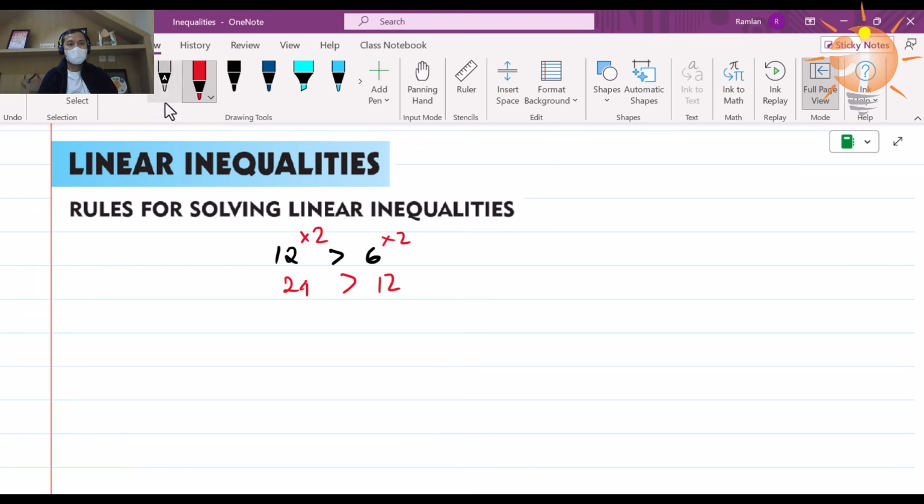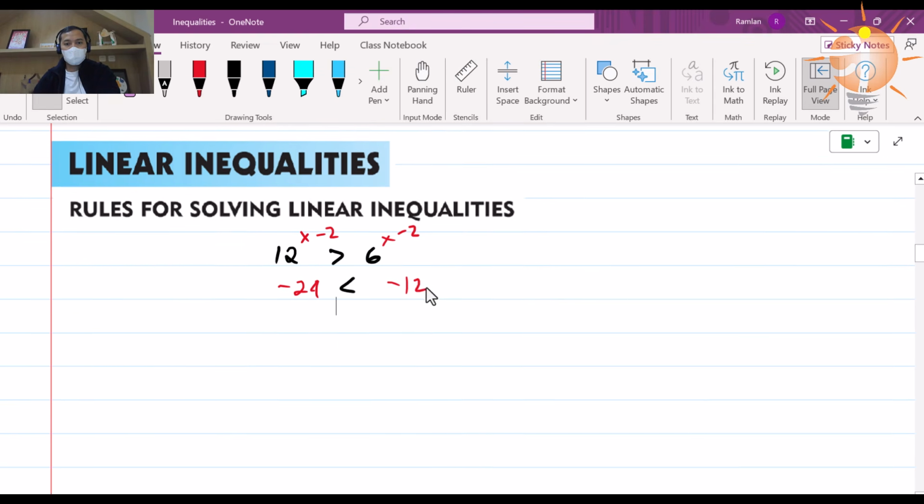But there's something that is different when we are multiplying by a negative number. For example, if I multiply this by negative 2, see what happened? If I multiply this by negative 2, we get negative 24, but this one here is negative 12, and this is an incorrect statement, right? The negative 24 should be smaller than negative 12. So one of the things that you really need to pay attention to is when you multiply or divide by a negative number. If you multiply or divide by a negative number, you see that the sign is going to change. It's going to reverse. So this is one of the most important things when you're dealing with inequality.